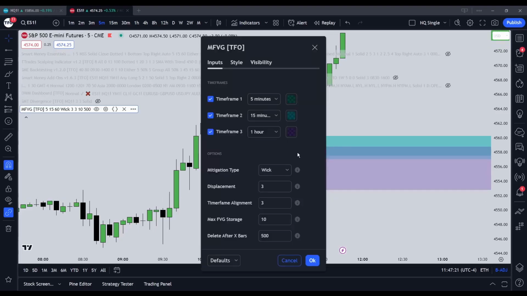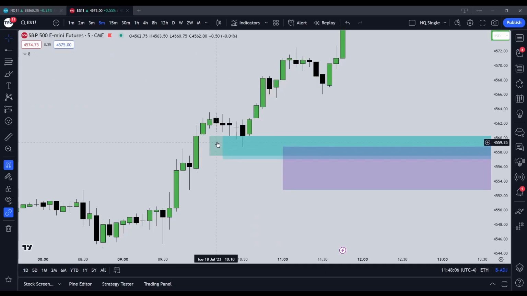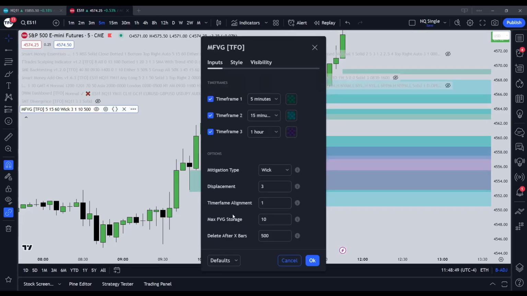What this indicator does is it allows you to select from up to 3 different timeframes, so it'll be looking for fair value gaps from all of these timeframes. This is our 5-minute fair value gap, this is our 15-minute, and then this purple area is our 1 hour. Basically, when 2 or more timeframes with different fair value gaps are lining up, that's when they'll actually show on the chart. And that's dictated by this timeframe alignment option.